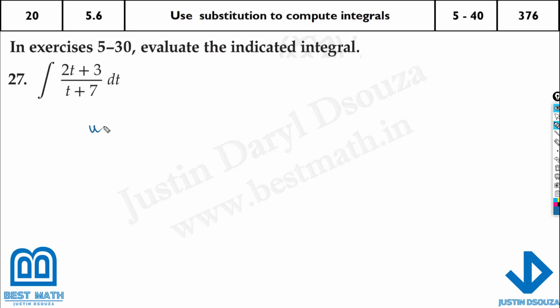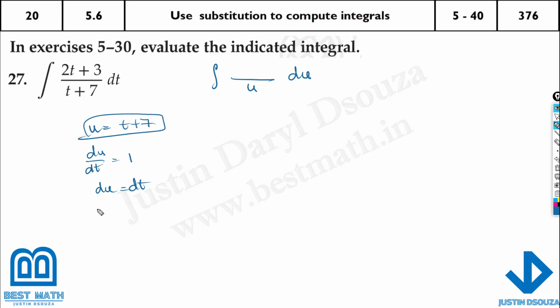We have to do another sort of manipulation here. Let's assume u as whatever is the denominator for now. u is equal to t plus 7, and let's derive this: du by dt is equal to 1 plus 0. And what is basically dt? That is du is equal to dt when we take it to the other side. Okay, this is helpful, but whatever is down is u, dt is du. But what do we do in the numerator? There's nothing we can do, is it?